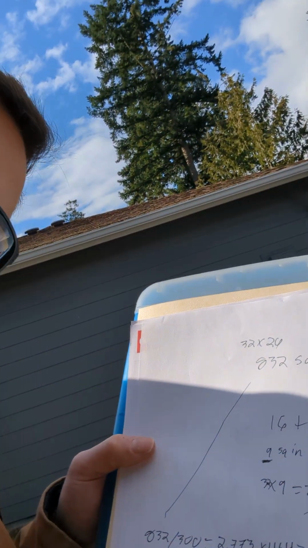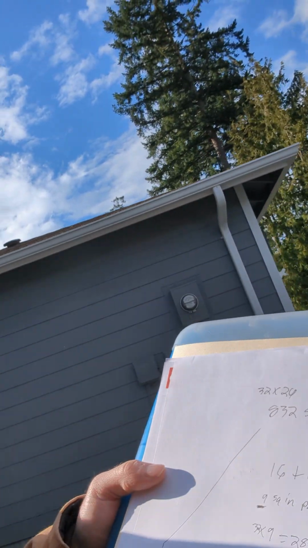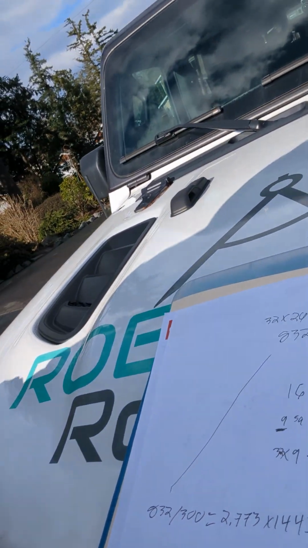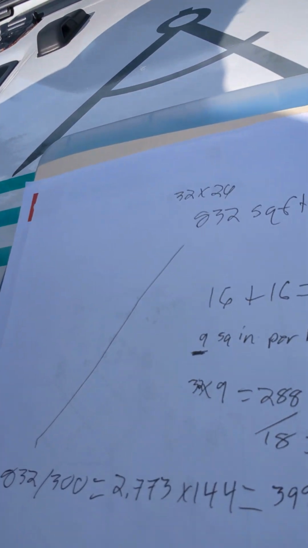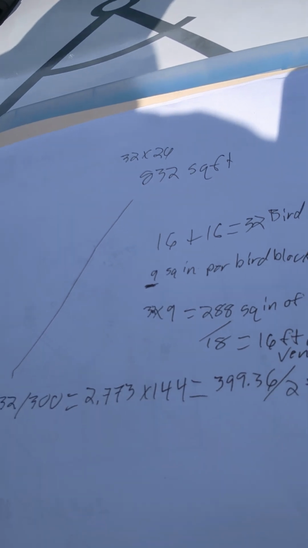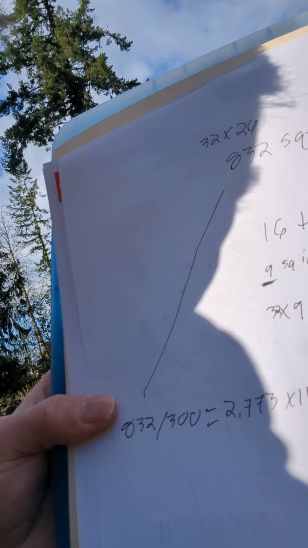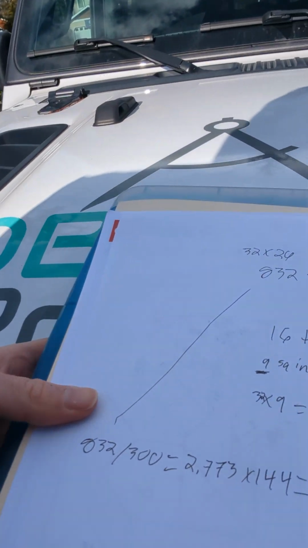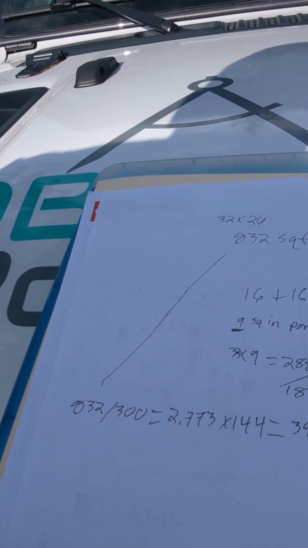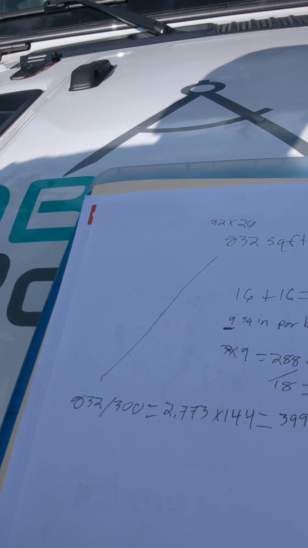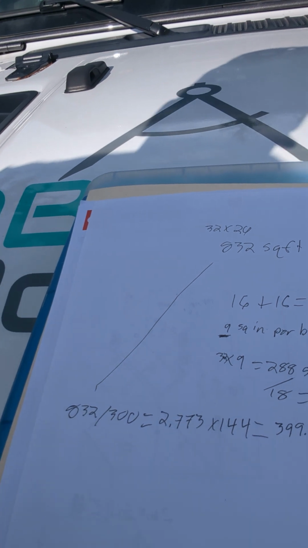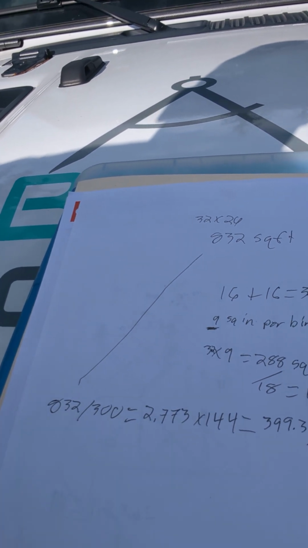So hopefully you can see the math here. Maybe I need to come over here. This building is 26 by 32. And so that gives us an attic space of approximately 832 square feet. And if you look here, what I did was I took 832 divided by 300. That's our 1 in 300 ratio. That equals 2.773. Now we're going to convert that into square inches, because that's how intake and exhaust ventilation is calculated, in square inches. So we have to convert that.